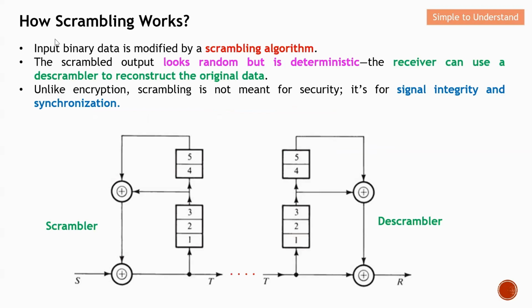Basically, the input binary data is modified by a scrambling algorithm. This is the original data over here, and this is the scramble. We have many possible configurations. You need not tap at register 3; I can tap at register 2, or even at register 1 or register 4. So basically this is unique.